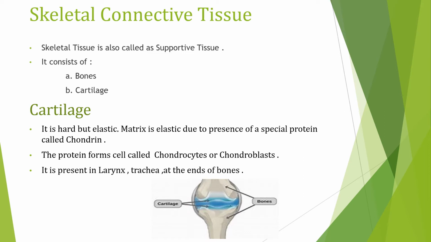Its matrix is elastic due to the presence of a special protein which is called chondrin. You have to remember this chondrin. Because of the presence of chondrin, the cartilages are elastic. This protein chondrin is secreted by cartilage-forming cells which are called chondrocytes or chondroblasts. These cartilages lack blood supply. It is present in the larynx, trachea, at the end of the bones and between the vertebrae.